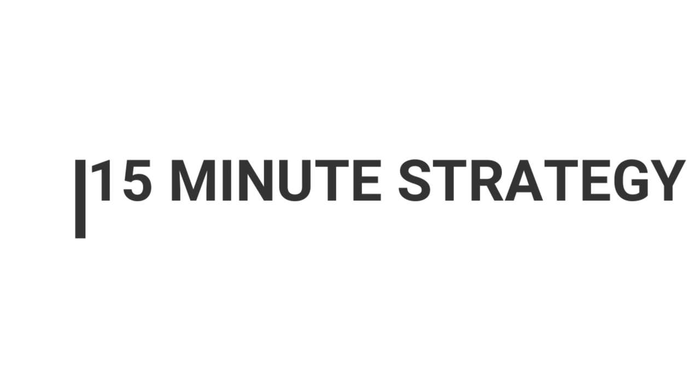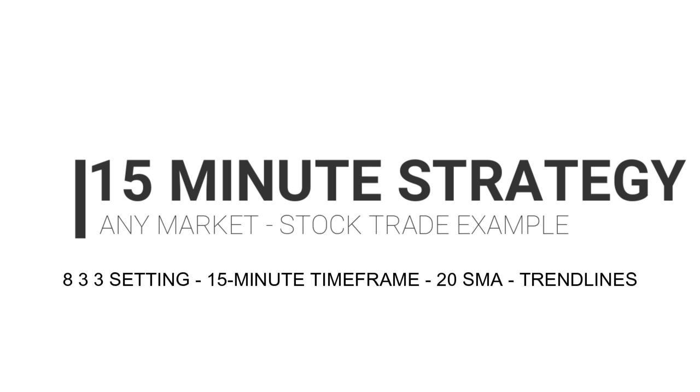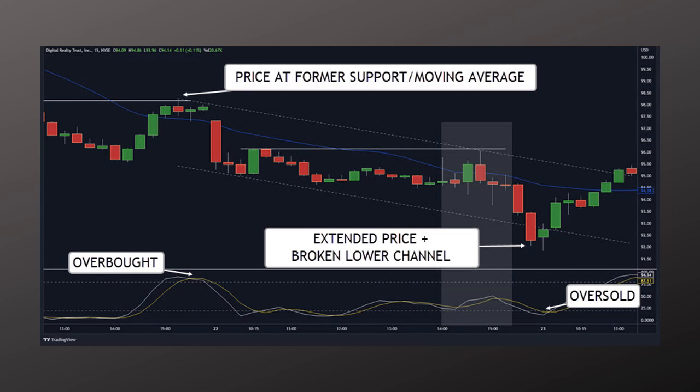So here's a strategy. I'm going to use my favorite setting. It's 8, 3, and 3. I've used that forever. It's a 15-minute stock chart. I'm going to use a 20-period simple moving average, and we're going to use standard trend lines. So here we have price in a bearish trend. We can see that by the price action. We can see that by the slope of the moving average.